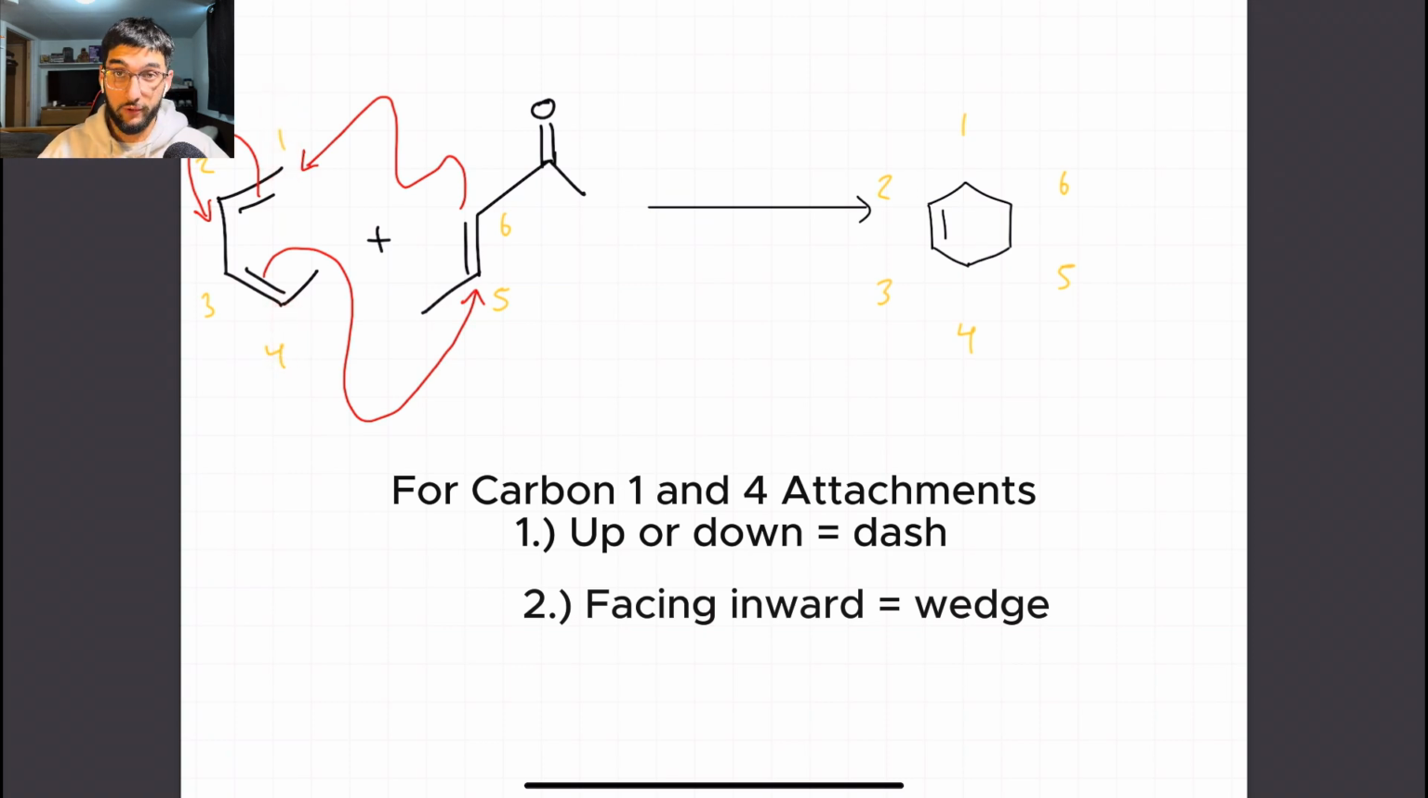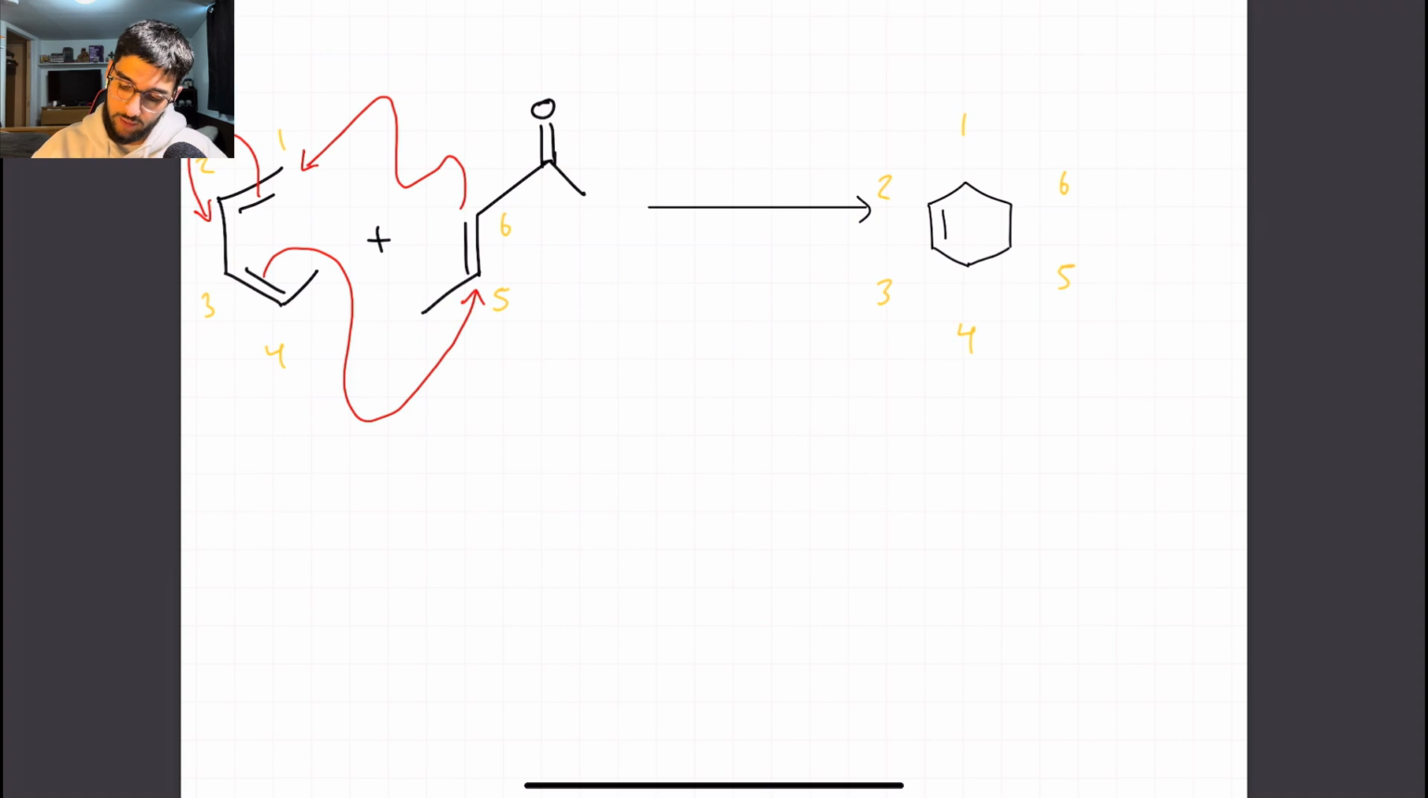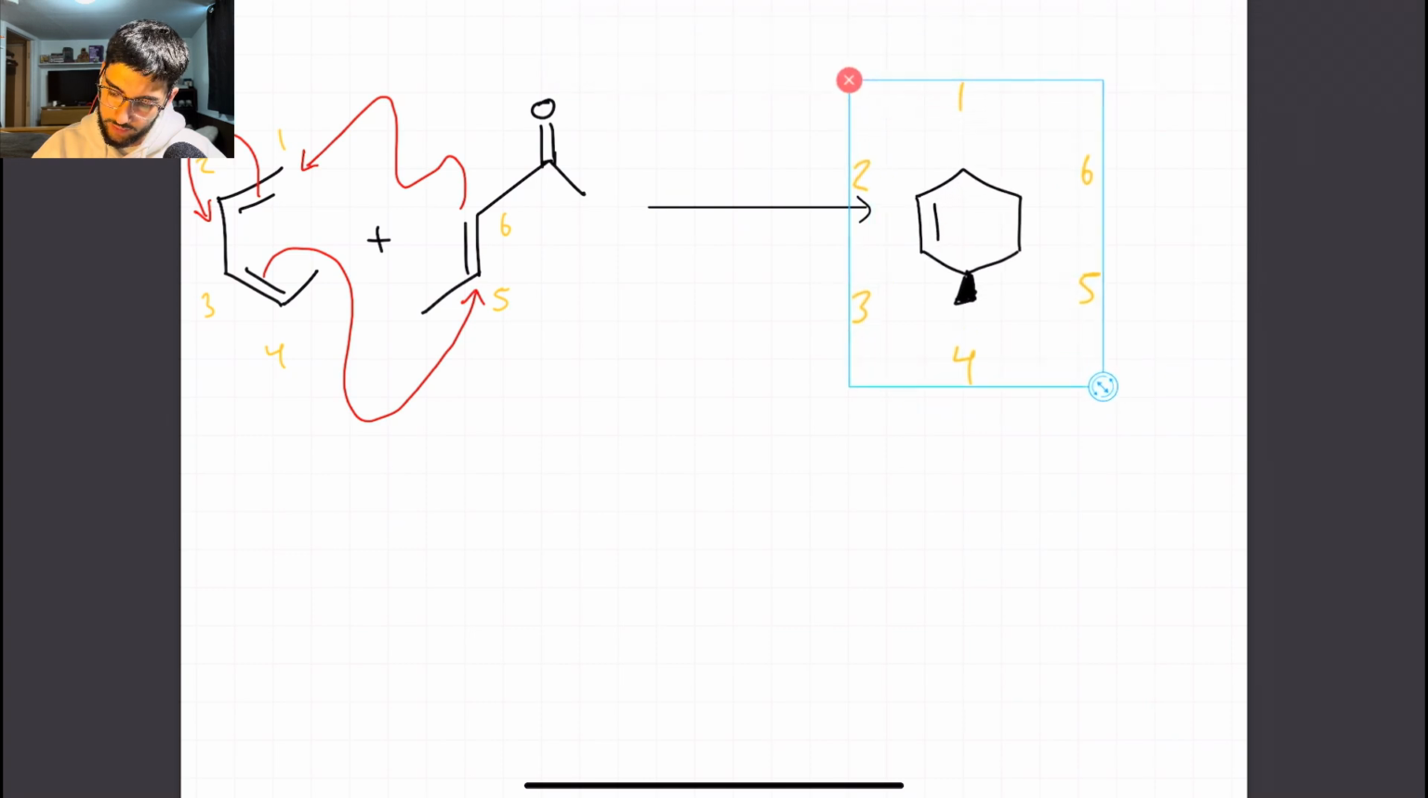However, for this example, we have a methyl group facing inward. So we know that's going to be a wedge. So we can go in and find carbon 4 on the reactant side, find it on the product side, and then draw it in on a wedge because it is facing inward on the diene. Let's go ahead and make this a little bit bigger just to make it easier to see.